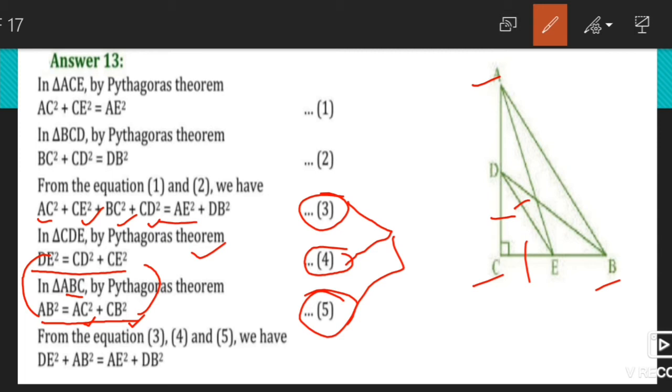That means if you add equations number 3 and 4, the left hand side will be equal to the right hand side of equation number 3. That means you can say that DE square plus AB square is equal to AE square plus DB square from equation number 3. So that's why DE square plus AB square is equal to AE square plus DB square in this way.